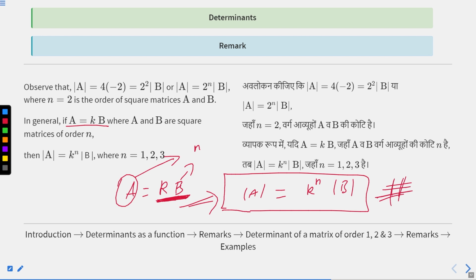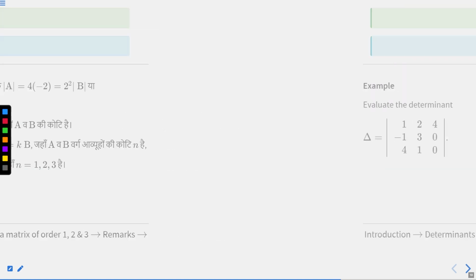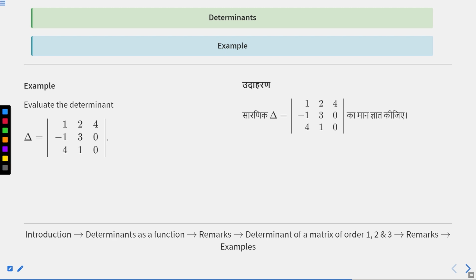Okay, now let us move to the next. We have to evaluate this, so quickly evaluate it. I will do this question with two different approaches: one using column 3, where we have the maximum zeros, and the other the normal row 1 approach. Let me first do it by row 1.